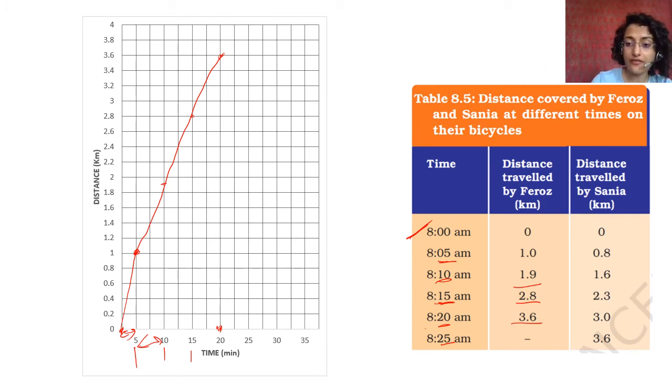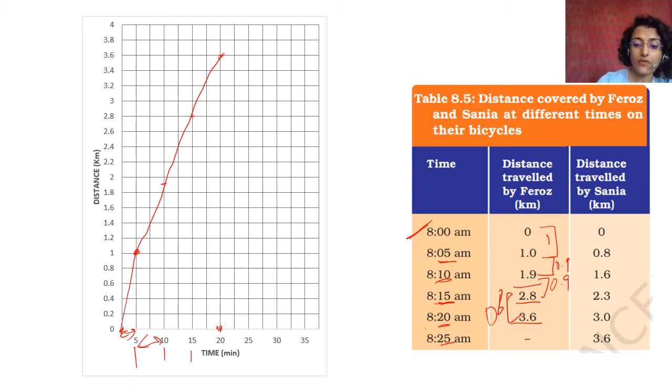You can also see from this that he's covering 1 kilometer in these 5 minutes. Then he's covering 0.9 kilometer in these 5, and then 0.9 and then 0.8. Okay. So he's covering different distances, which means the speed is not uniform. So the line will not be a linear relationship.